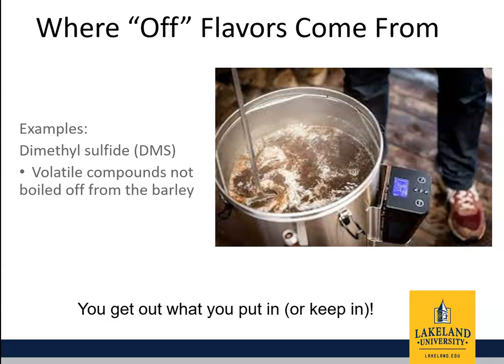Oftentimes the enzymes that are used to break down those long starches into smaller sugars that can be used by the yeast can break down during this process. And if you don't boil them off, a flavor compound called dimethyl sulfide can form. That's why you want to take the top off of your pot, because you want that to volatilize. You want that to leave and get boiled off. So about an hour-long vigorous boil helps to reduce that flavor profile in your final beer product.